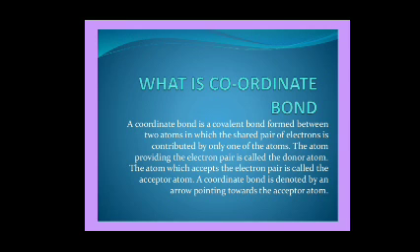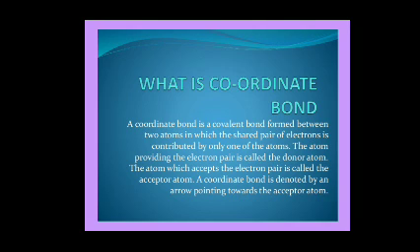Coordinate covalent bond. A coordinate covalent bond is formed between two atoms in which the pair of electrons is contributed by one of the atoms.